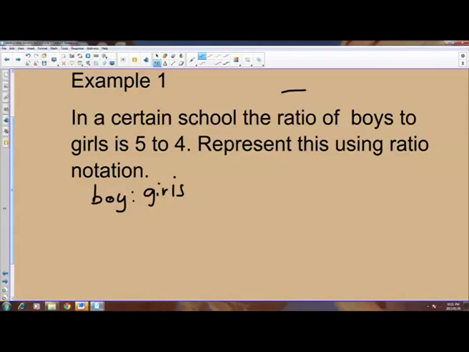The part which represents boys is 5. So the ratio will be 5:4. This is the ratio of boys to girls. I want to believe you can see that this is how we represent this mathematically. This is the mathematical notation for ratios, and our ratio is 5:4.